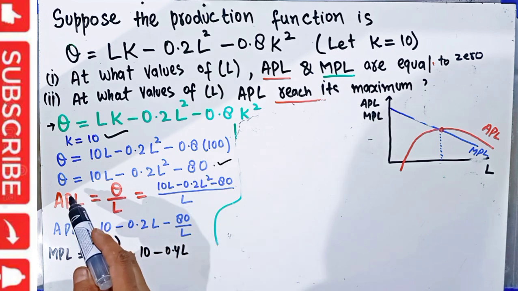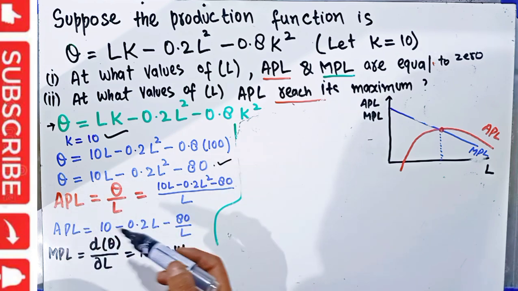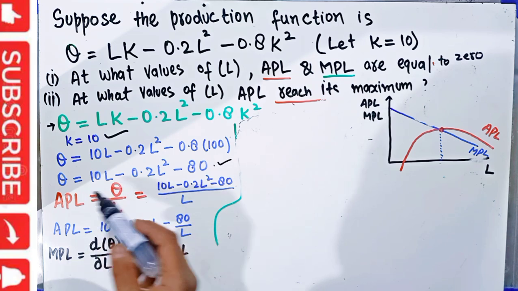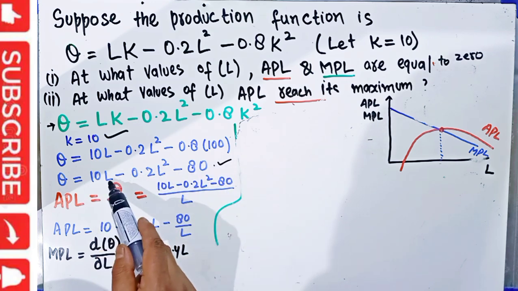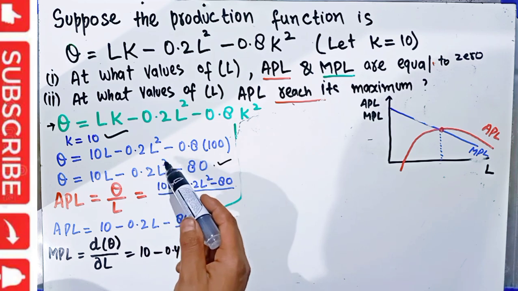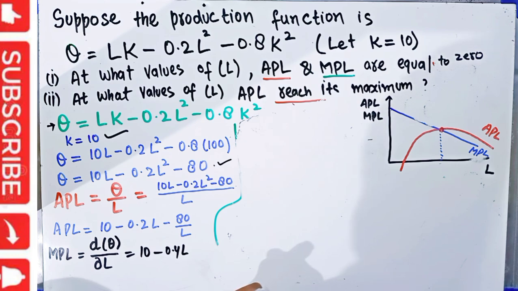After that we need to find the marginal product of labor. Marginal product of labor is simply the change in the total output due to the change in labor. The change in the production function due to the change in labor gives us the marginal product of labor. That means we differentiate this production function with respect to L. The derivative of L is 1, so we are left with 10, and the derivative of L² is 2L, so 2 times 0.2 becomes 0.4L, and the derivative of a constant is always 0.